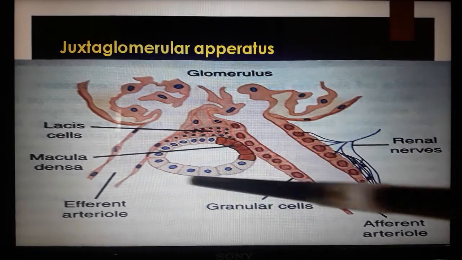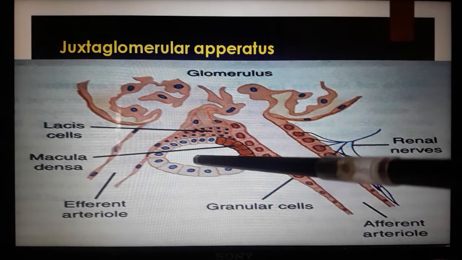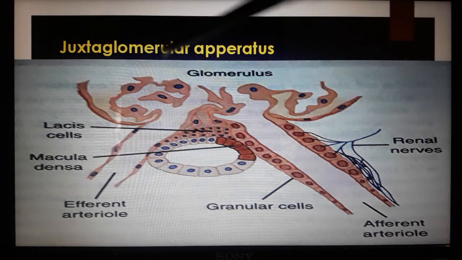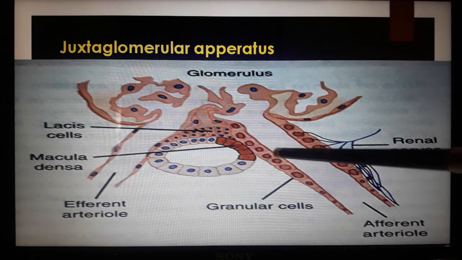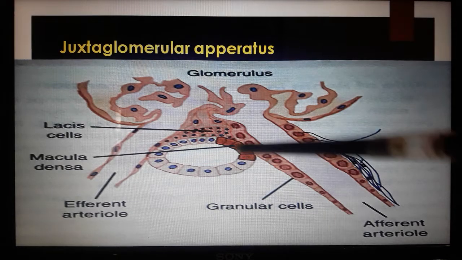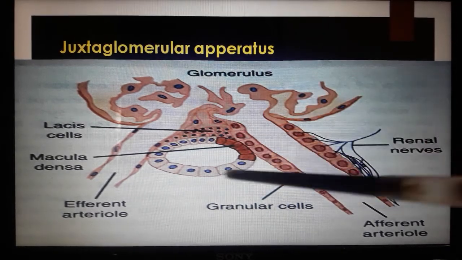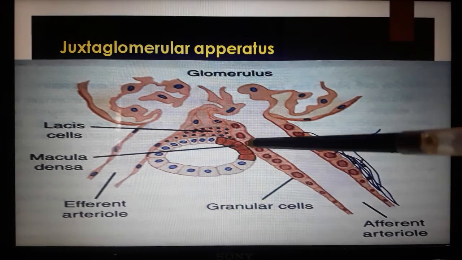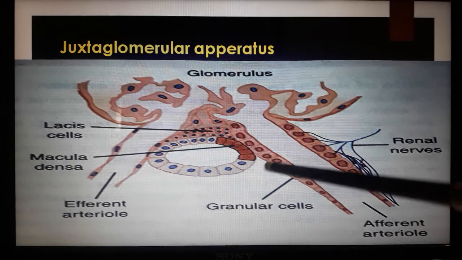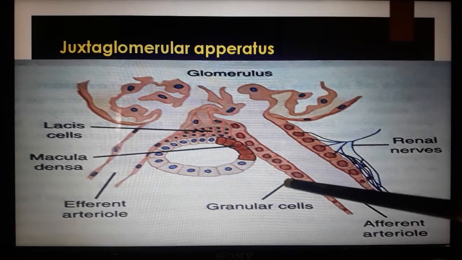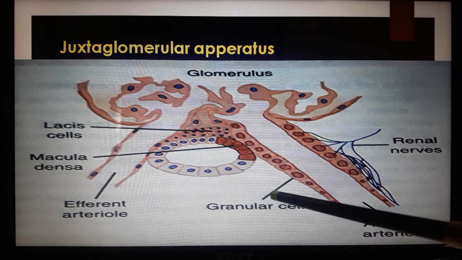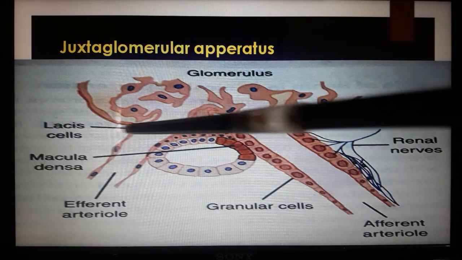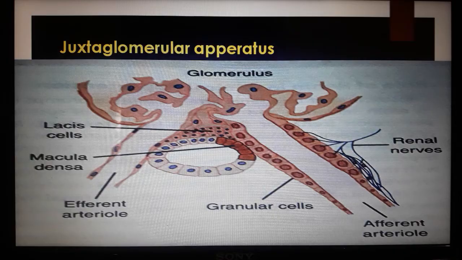This is the thick ascending limb, which continues as the distal convoluted tubule. This is the afferent arteriole, this is the efferent arteriole, and this is the glomerulus. The afferent arteriole and the efferent arteriole also come in contact with the thick ascending limb. These cells are the macula densa, these cells are in the afferent arteriole. Some authors say it is also present at the efferent arteriole. This is the granular cell or juxtaglomerular cell, and there is a triangle, and at this triangle the Lacis cell occurs.